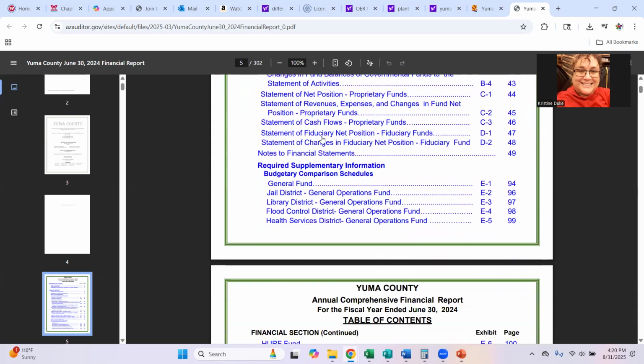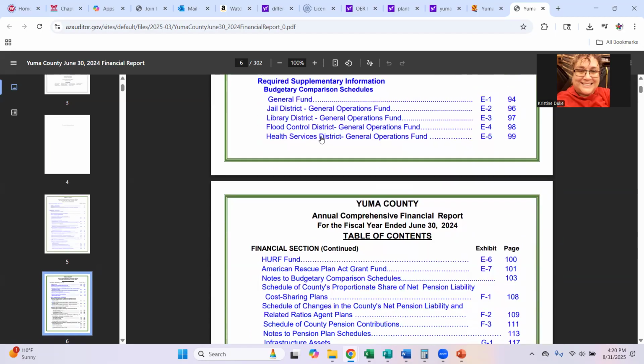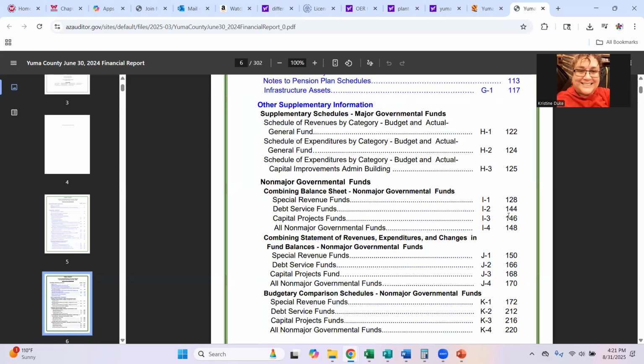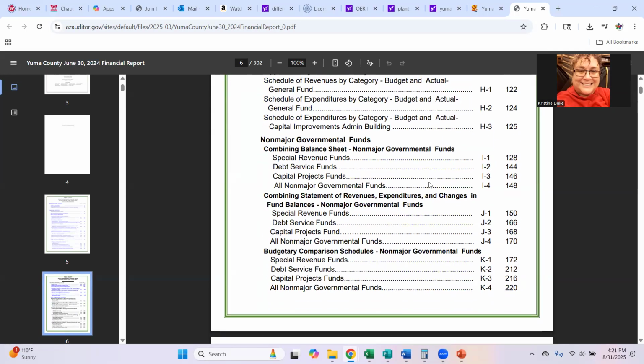And then here's some required supplementary information. And you can see here's the jail district, library, flood, health services. A HERF fund, I do not know what a HERF fund is, American Rescue Plan Act. I wouldn't mind knowing what that is. Notes to budgetary comparisons. Net pension liability. More net pension, notes to pension schedules. And here's some other supplementary information.